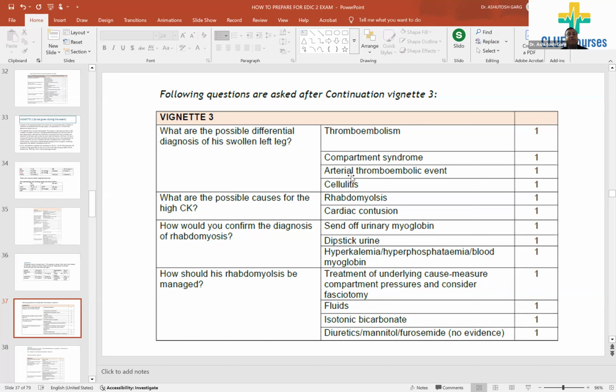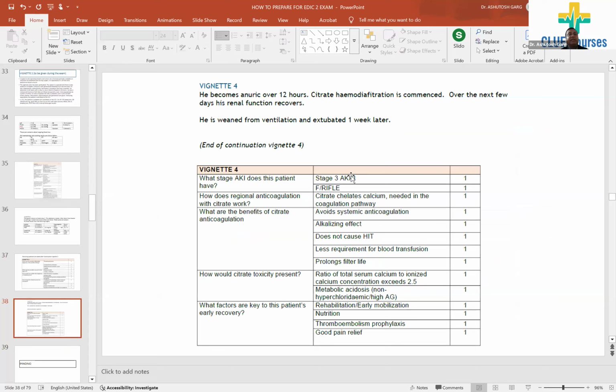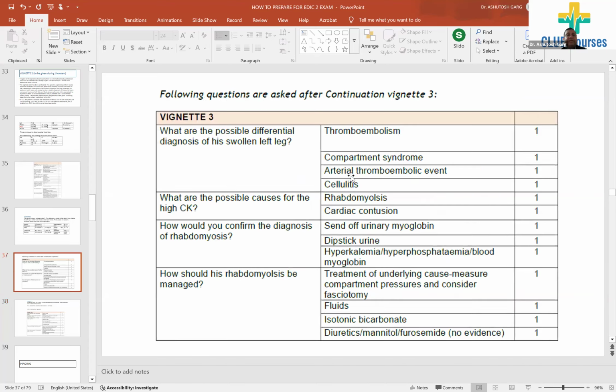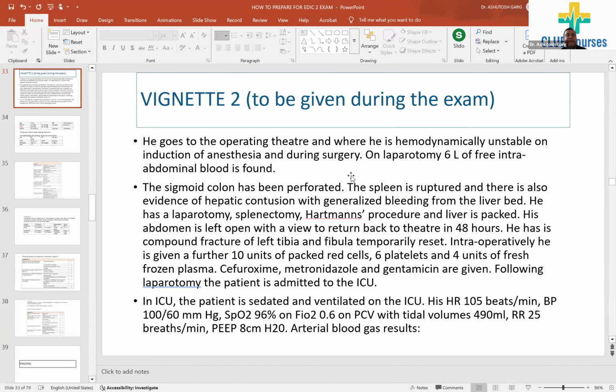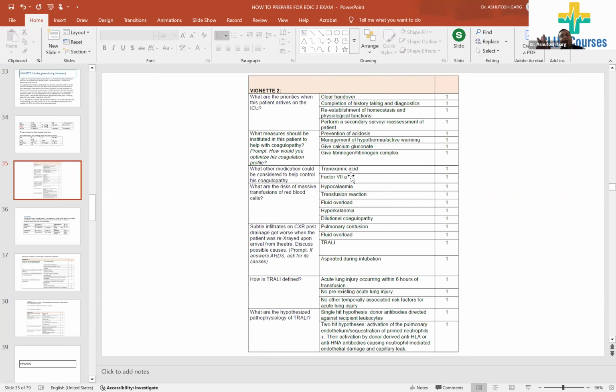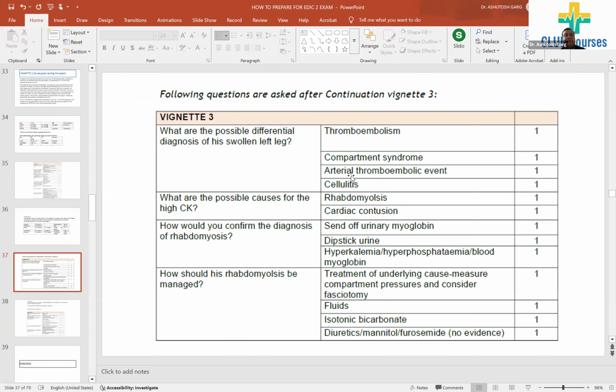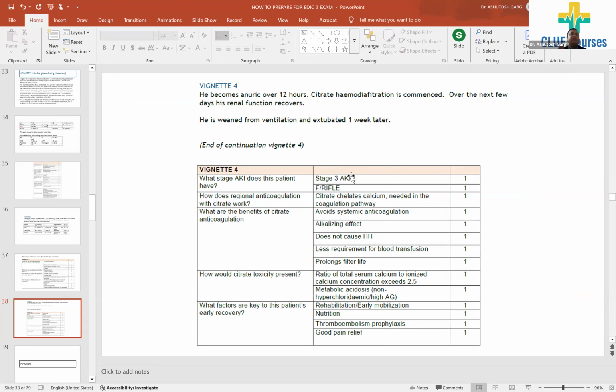How should this rhabdomyolysis be managed? So in vignette 3, they move on to rhabdomyolysis. Then the patient becomes anuric for 12 hours. It means now the vignette is moving in the AKI direction. So the first one was the road traffic accident. In the next vignette, they ask the priorities after the surgery, might be coagulopathy or hypothermia prevention. In 3, there is thromboembolism or compartment syndrome. In vignette 4, there is an AKI part.